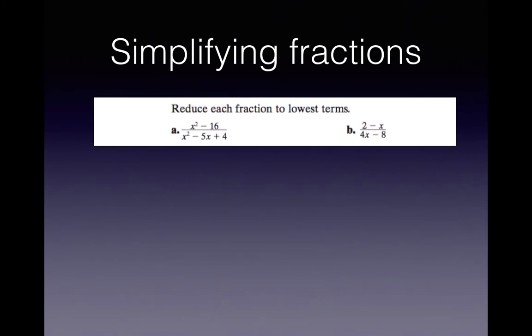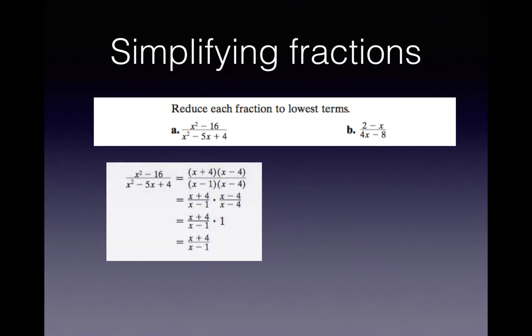Third and fourth example. So we'll start with the one on the left-hand side. We have a difference of two squares on top, so I need to factorize those. I have a quadratic on the bottom. I need to factorize that. So it's done in one jump there, but basically if we look at the top, x squared minus 16 is the difference of two squares, x plus 4 by x minus 4. X squared minus 5x plus 4 can be factorized as x minus 1 by x minus 4.